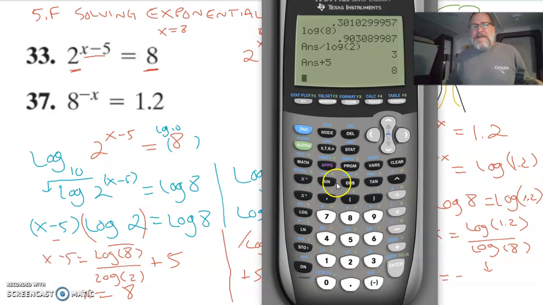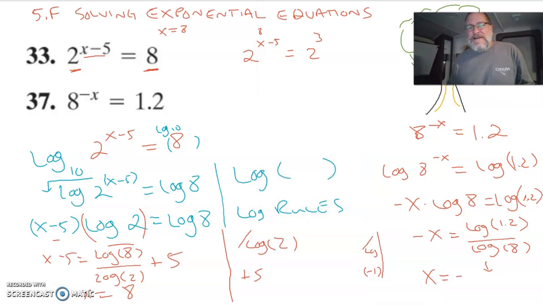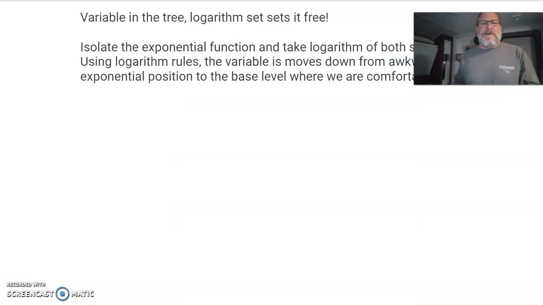So let's take our calculator out. Let's do log 1.2 close parentheses divide log 8 close parentheses enter. It is 0.0876, so I'm going to round that to 0.09. 0.09, and there's a negative on it. Cool. And double underline. There you go. That's using a logarithm. Like I said, very common in science.